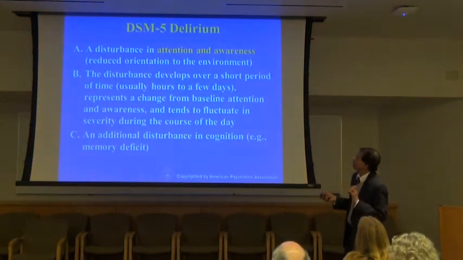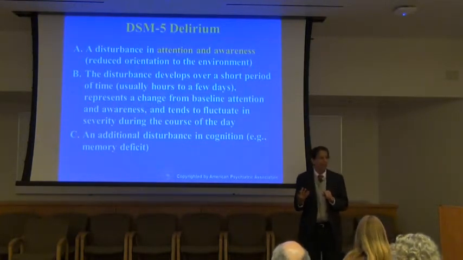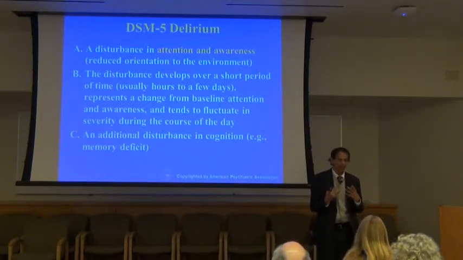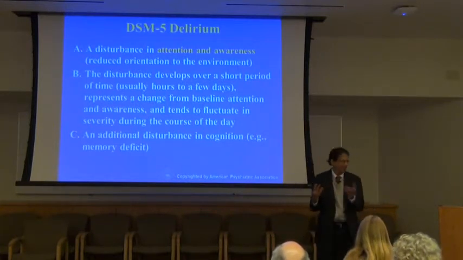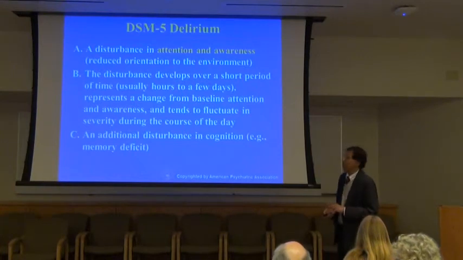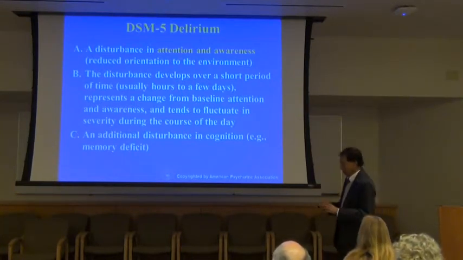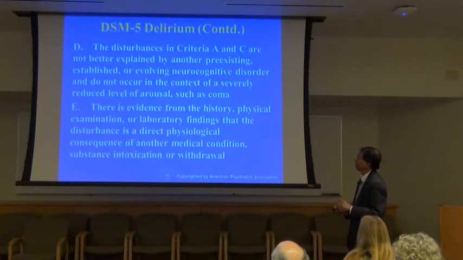The only difference, main difference actually from the DSM-4 here, was that DSM-4 said that delirium meant a disturbance of consciousness. And we thought that the term consciousness was really very vague. It's kind of semi-philosophical, and it's really not easy to operationalize. So we replaced that with attention and awareness. Other parts of the definition are very similar. This is short lasting, etc., etc.